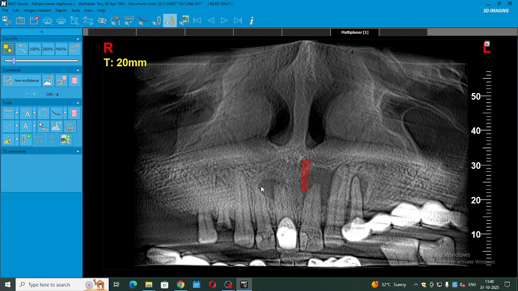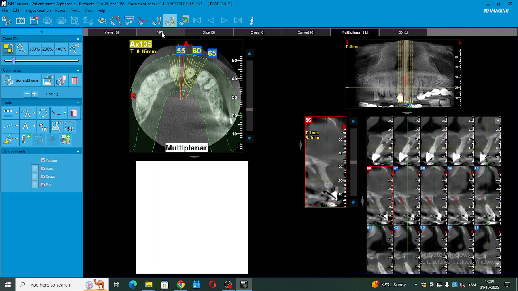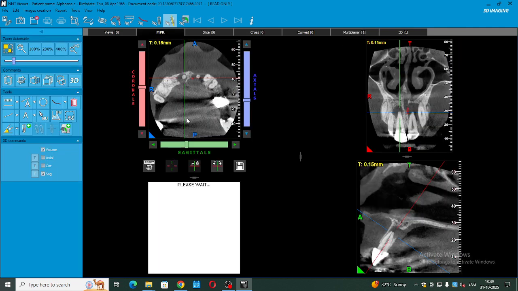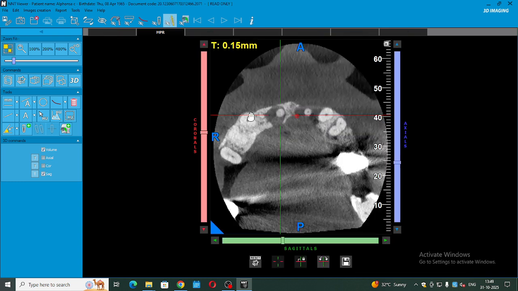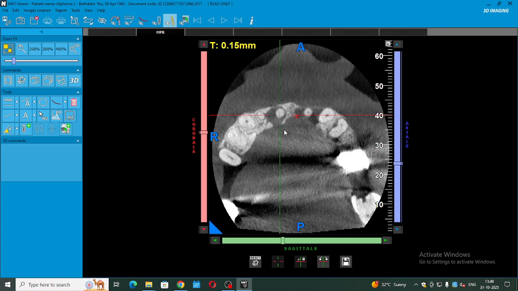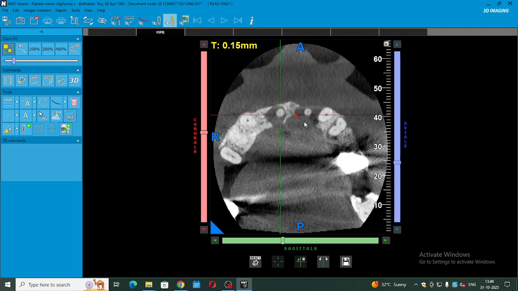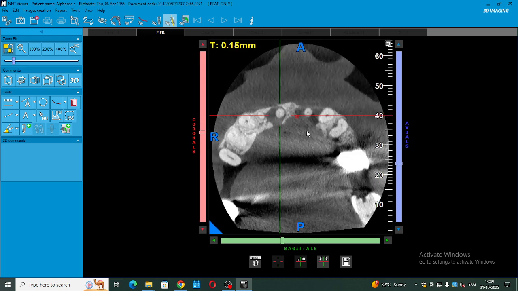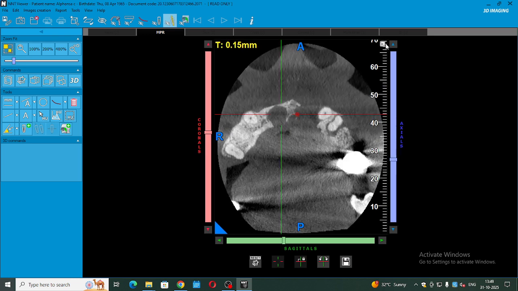What is the status of buccal cortex and the palatal cortex related to these two teeth? So we would move on to the MPR slices. First we would go through the axial slice and you can see the root end region of 1-1 as well as 2-1, and you can see significant bone loss surrounding the root end region of both the teeth.